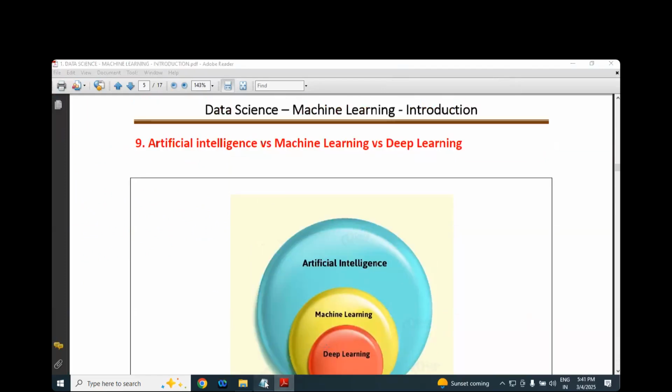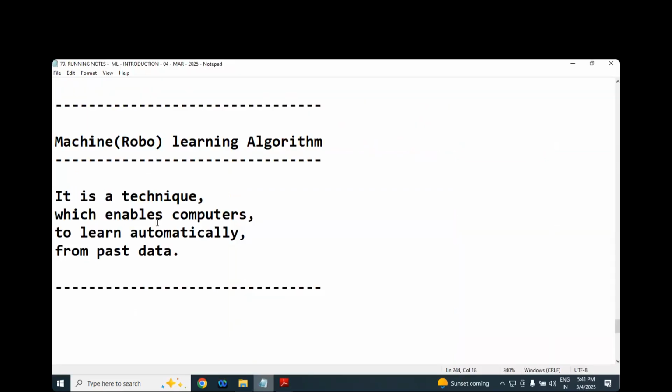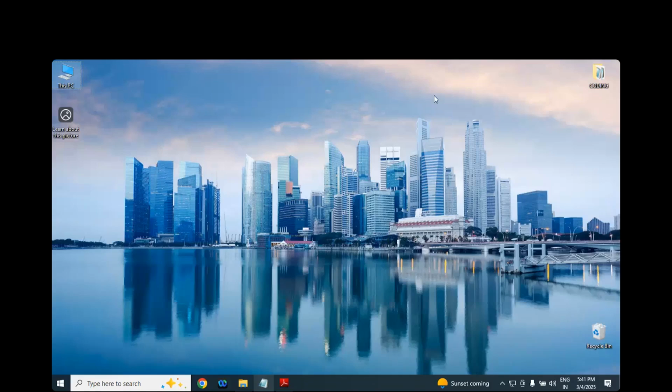Yeah, let us read the definition. It is a technique which enables computers to learn automatically from the data. Come on, let me repeat one more time. It is a technique which enables computers to learn automatically from past data.